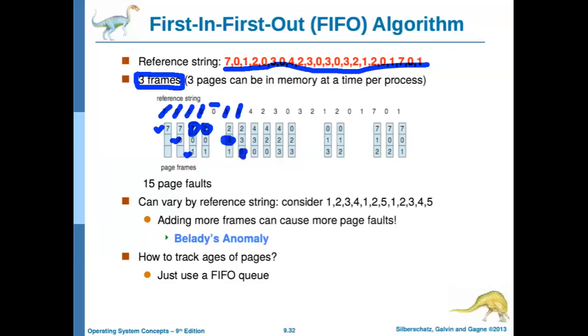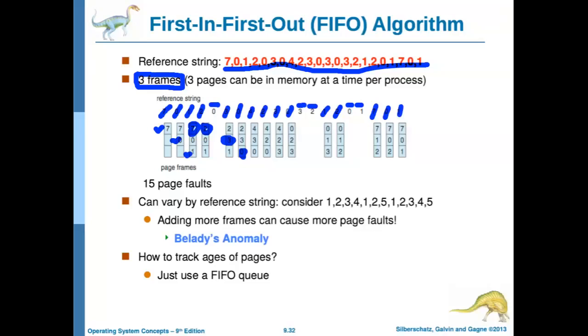4, yes, this is a page fault. Just continue with the same thing. 2 is a page fault, 3 is a page fault, 0 is a page fault. At this time, 0, 3 is there. 3 is there, 2 is already there, so no page fault. 1, yes, it results in a page fault. 2, yes, it results in a page fault. 0, no page fault because 0 is already there. 1 is already there. 7, it results in a page fault. 0, yes, it results in a page fault. And 1, this again results in a page fault.